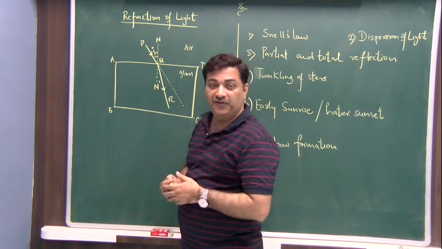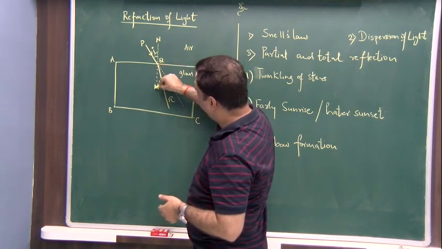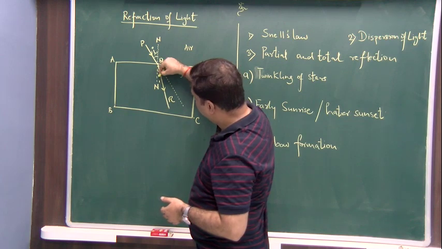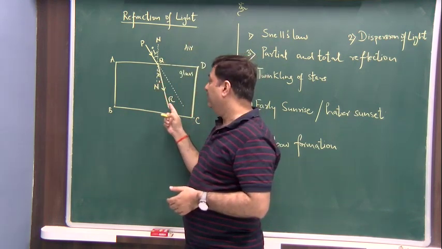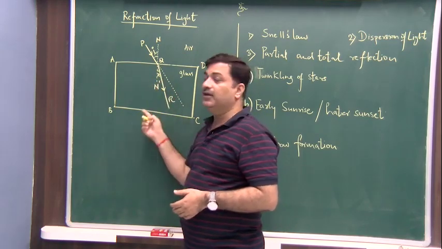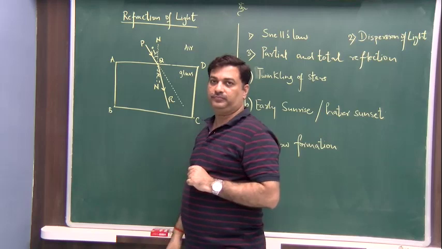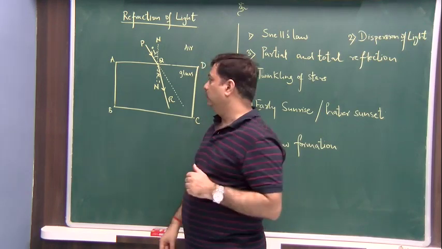What is the angle of refraction? The refracted ray along with the perpendicular, this is the angle of refraction r. Angle RQN dash becomes the angle of refraction. Is that clear? We go forward now.